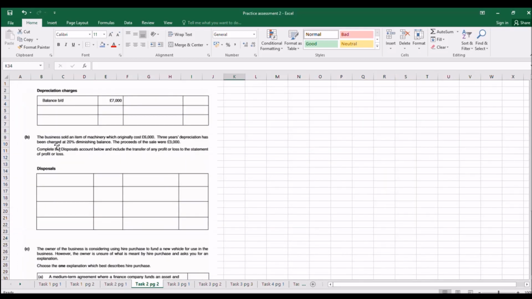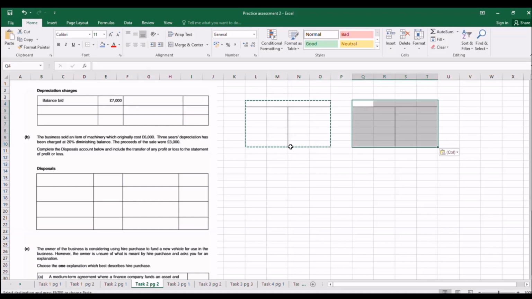Let's see what's in B. The business sold an item of machinery which originally cost £6,000. So let's just go through in here. Now the easiest way to do this again is to set up T accounts beforehand. We're going to have some kind of profit or loss on disposal, and rather than trying to think about this, set your T accounts up like this, and the answer will drop out.